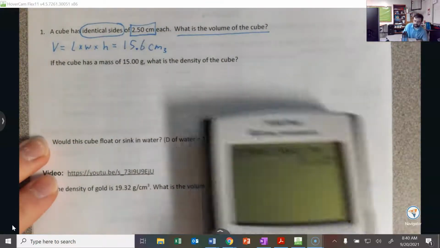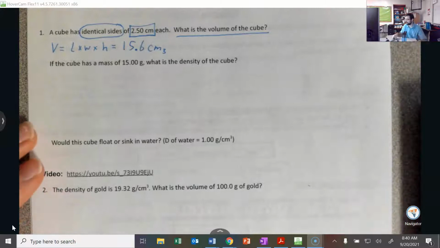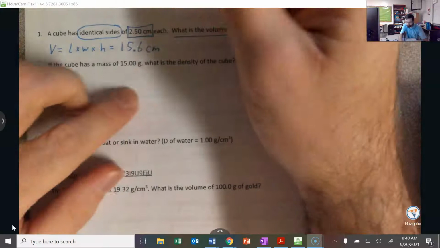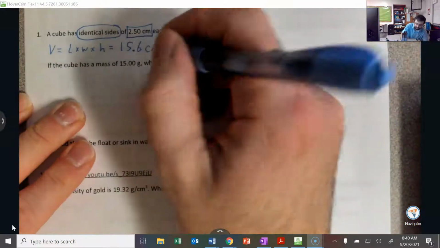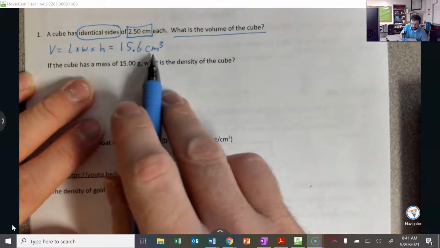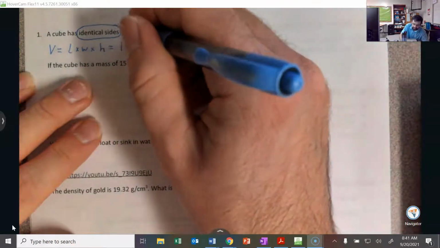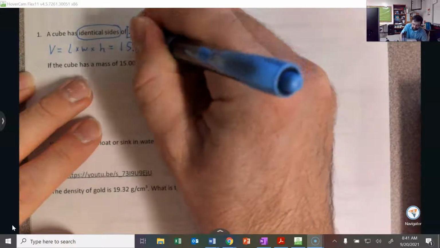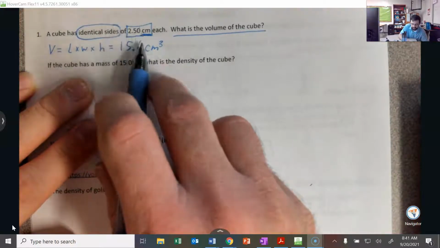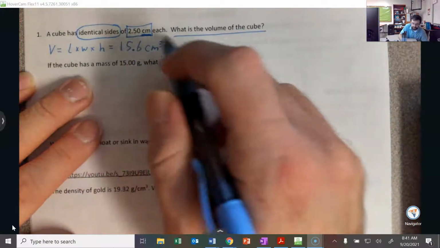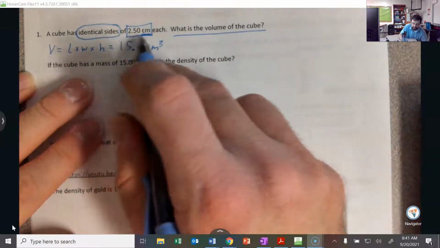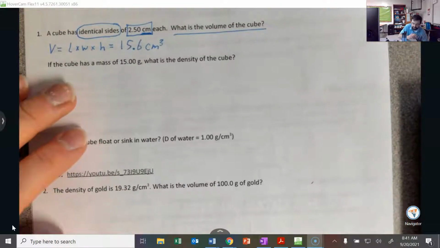I wrote that kind of wrong. Let me correct it. Centimeters cubed. There we go. The reason that I say that it's centimeters cubed is that I took this number and these units and multiplied them by themselves 3 times. Centimeters times centimeters times centimeters gives us centimeters cubed. 2.50 times 2.50 times 2.50 gives us the number answer, 15.6.